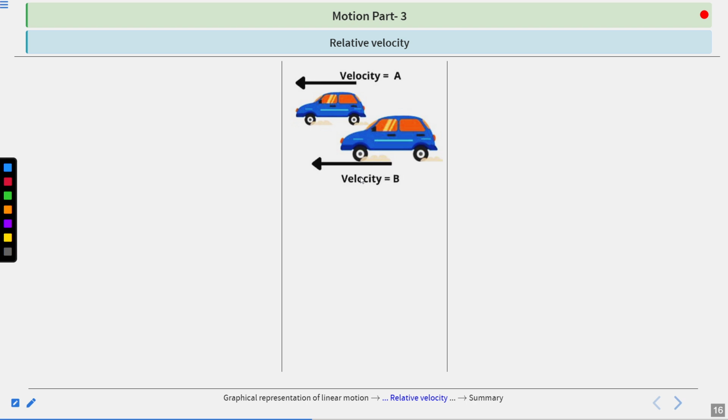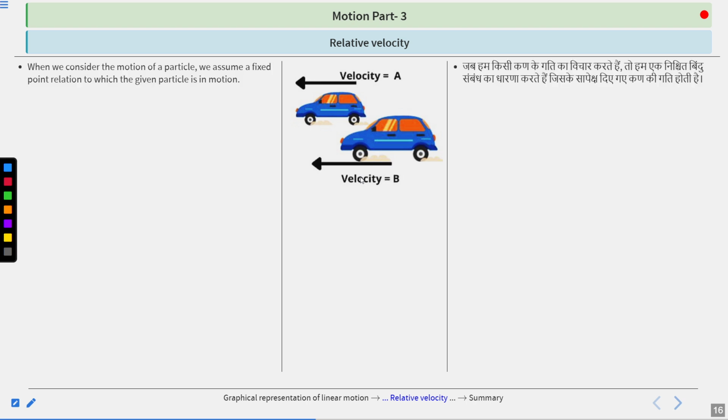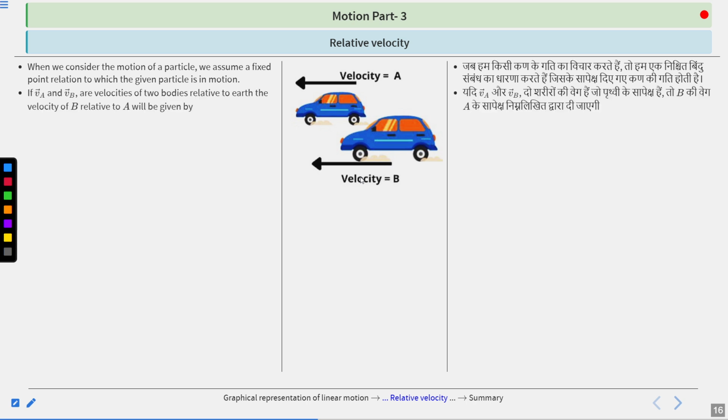Now, what is relative velocity? When we consider the motion of a particle, we assume a fixed point relative to which the given particle is in motion. If VA and VB are velocities of two bodies relative to the earth, the velocity of B relative to A will be given by VAB equal to VB minus VA.